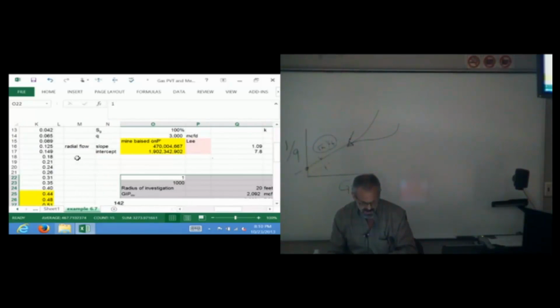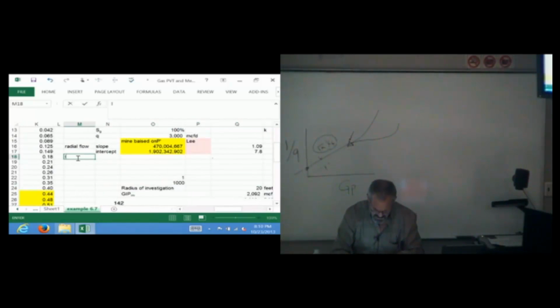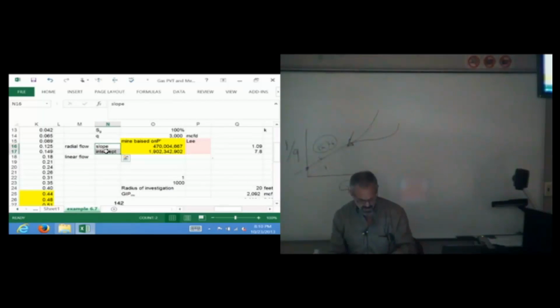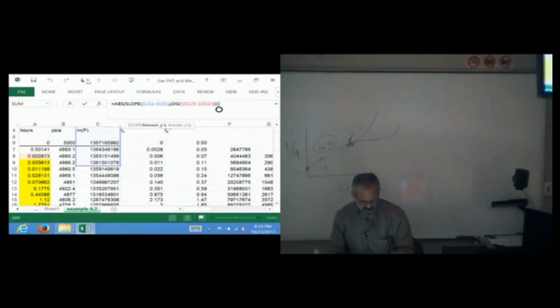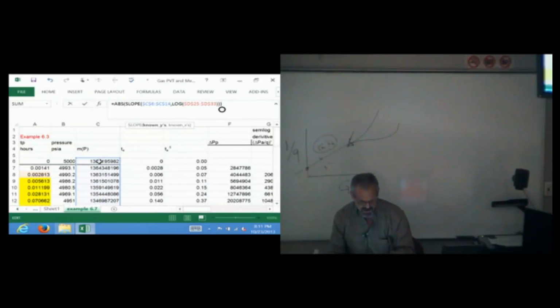So now we're going to do linear flow. Slope and intercept. Here's the slope equation. Let's see what it grabs and move it. Remember, it grabbed the late time data. So let's come back up here and grab the early time data.